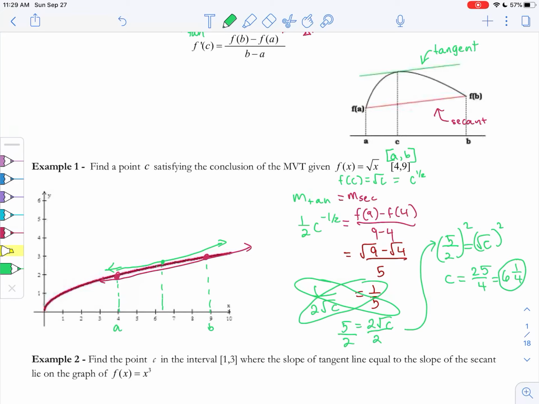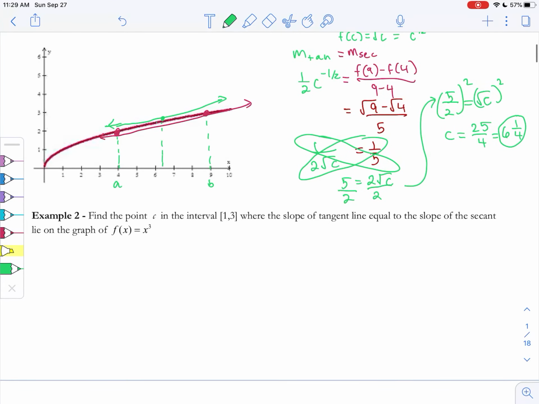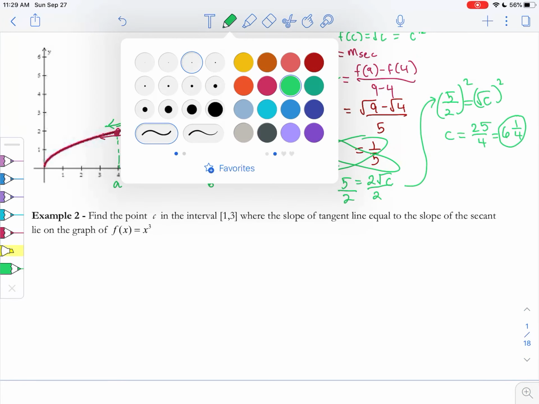If you find a C value and it's outside that range, then we say that that value doesn't exist. All right, on example 2, find the point C on the interval from 1 to 3 where the slope of the tangent line equals the slope of the secant line on the graph of f of x equals x cubed. I'm going to have you guys pause and try to set up the derivative being equal to the slope of the secant line, and then double check your work.